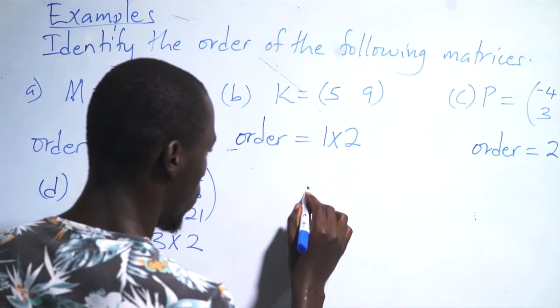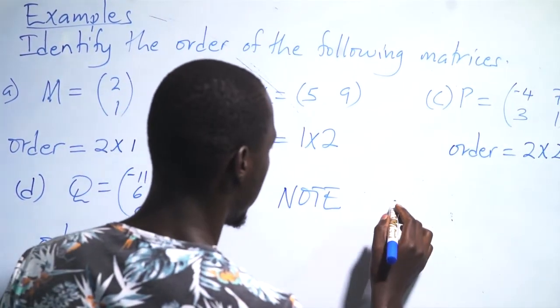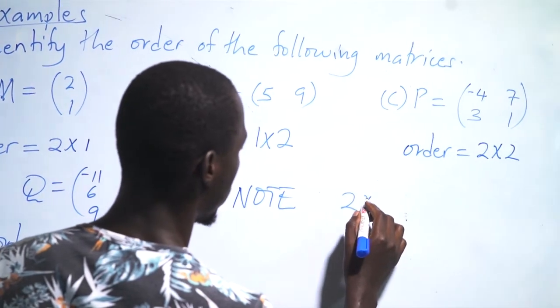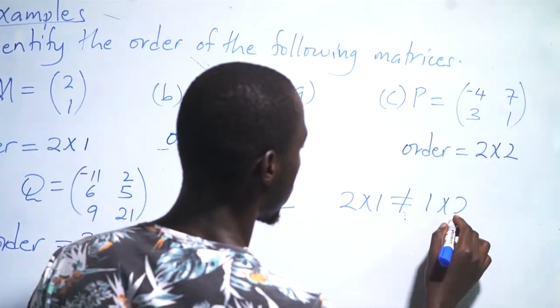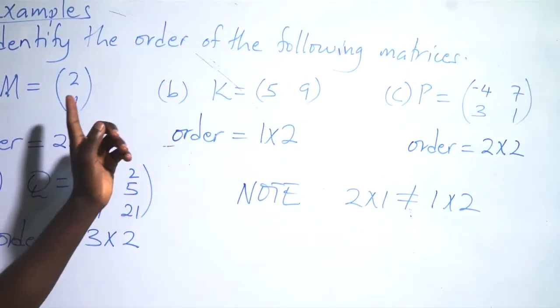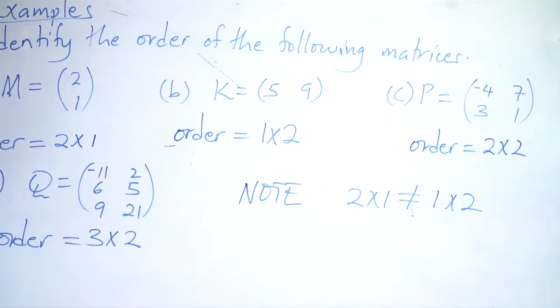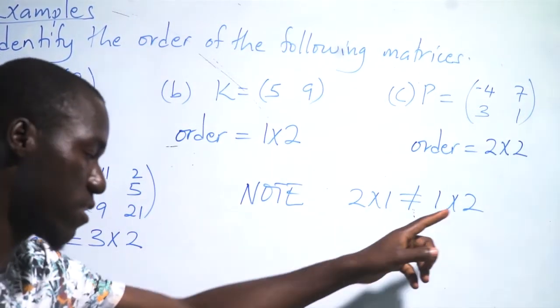So you can note that if someone says a 2 by 1 matrix, this is not the same as someone who says a 1 by 2 matrix, because you can see here they are totally different matrices. So I don't expect someone to say that this is the same as that.